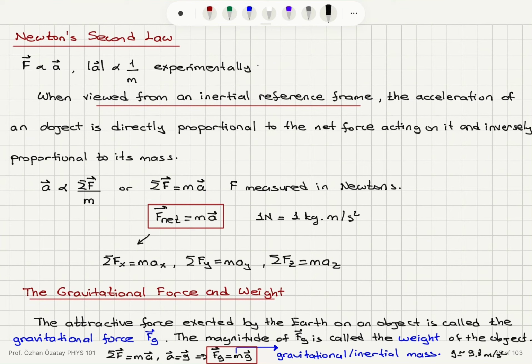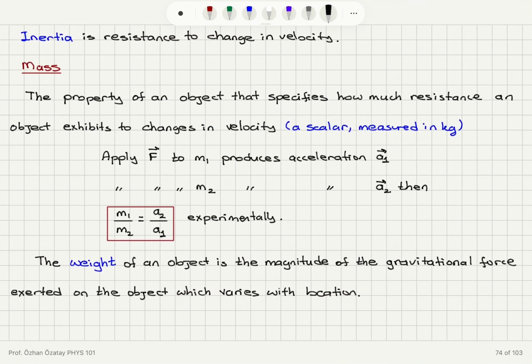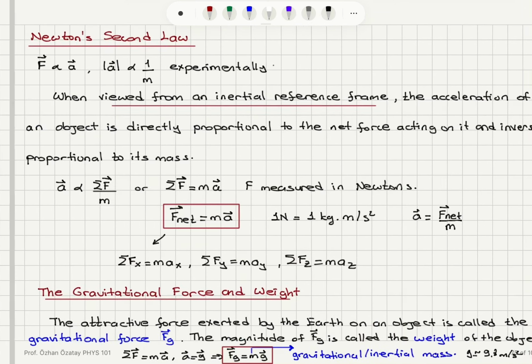The weight is the magnitude of the gravitational force acting on this object. Newton's second law says the net force acting on the object is its mass times the acceleration, or the acceleration caused by the net force acting on it is F net divided by m. Mathematically speaking, either form is correct, but physically this makes more sense: a is due to the net force acting on the object, and it's inversely proportional to its mass. And this is a vector equation, and force has a unit of newtons. 1 newton is 1 kilogram meters per second squared. On the other hand, mass is measured in kilograms, as I mentioned here.